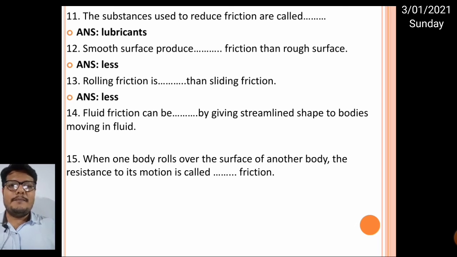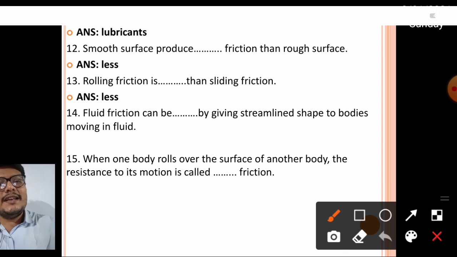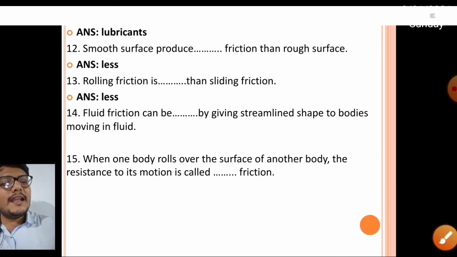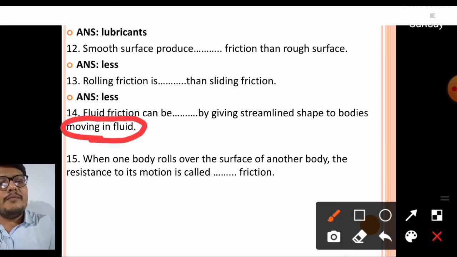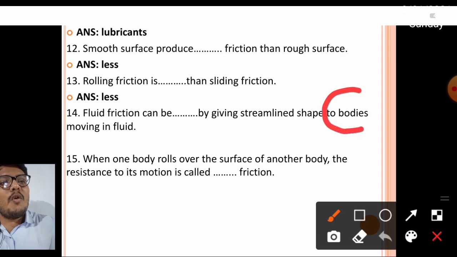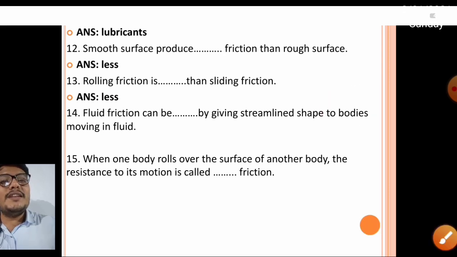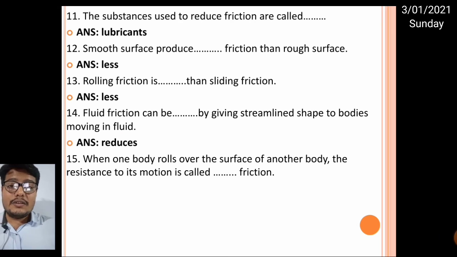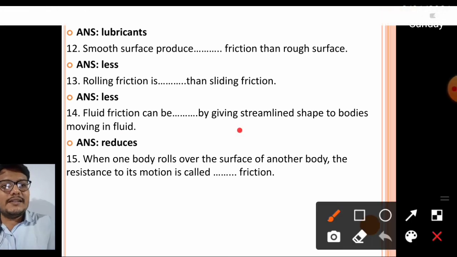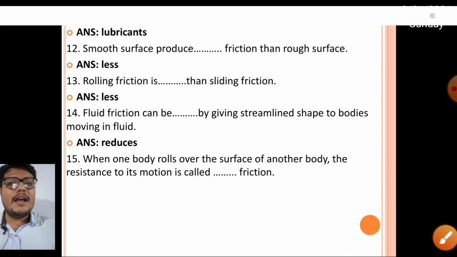Okay, see number 14. Fluid friction can be blank by giving streamlined shape to bodies moving in a fluid. There are 2 phrases which indicate something: fluid friction and moving in a fluid. A body moves in a fluid. So there is a special shape which is given to the object, that is streamlined, right? This streamlined shape is reducing the friction. What does it do? It reduces the friction.